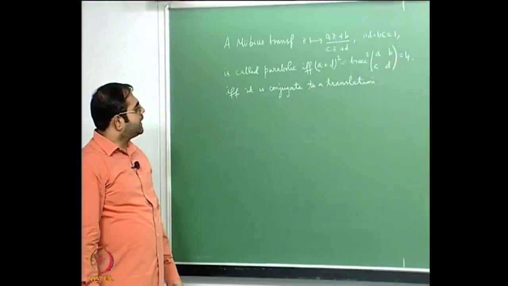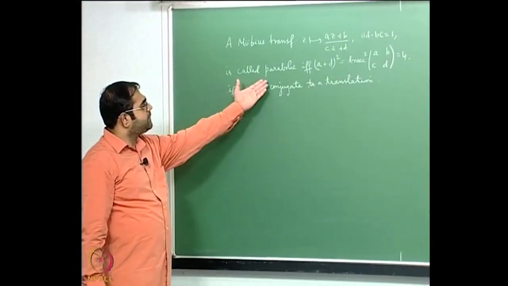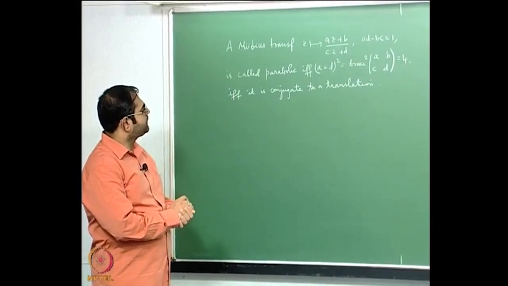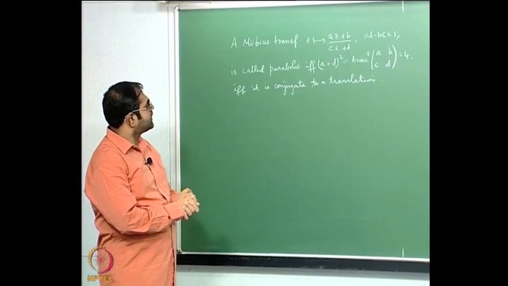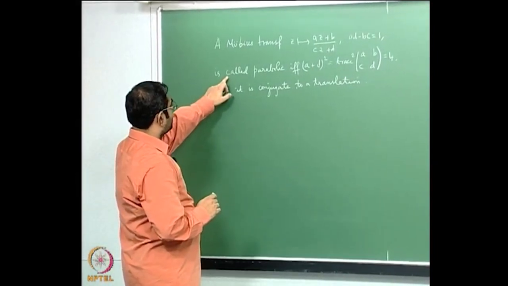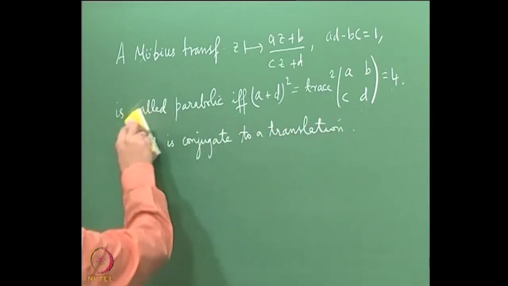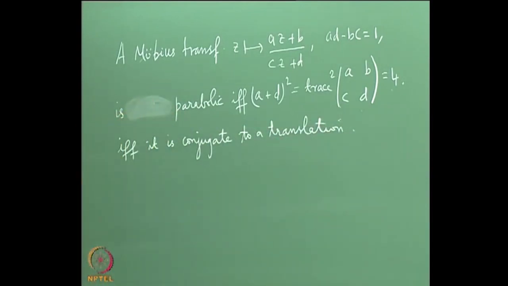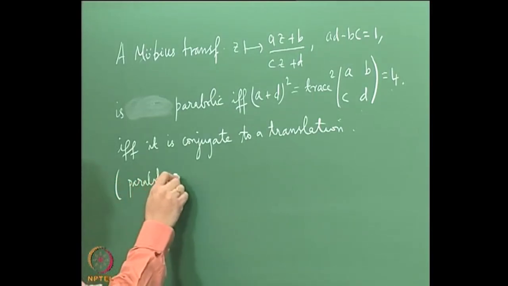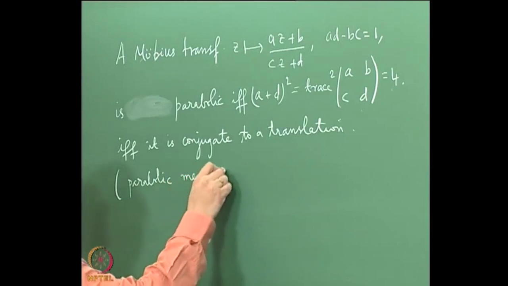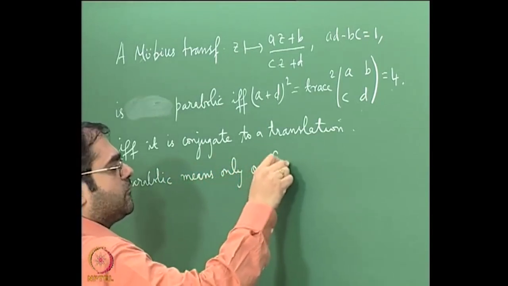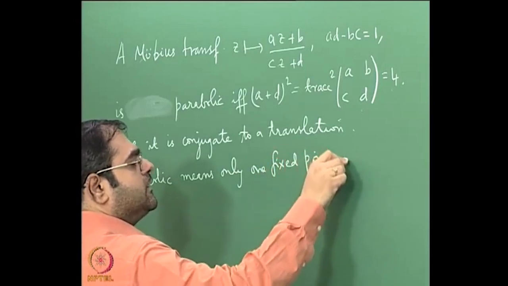All right. So in particular, and of course, let me recall. Maybe I should modify this. I should not say it's called parabolic. It is parabolic if and only if this condition holds. And of course, parabolic means only one fixed point in C union infinity.